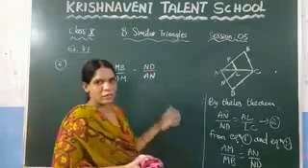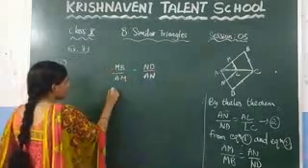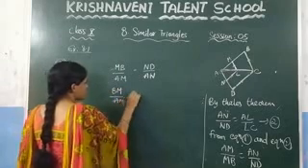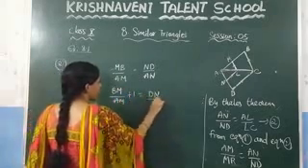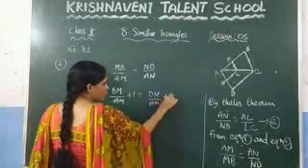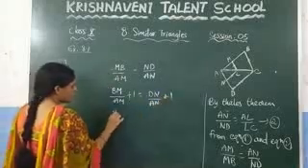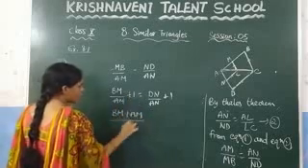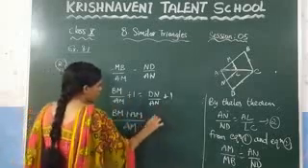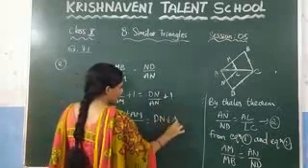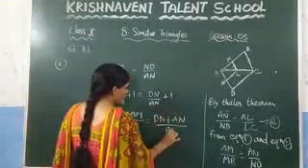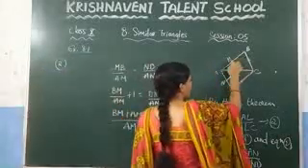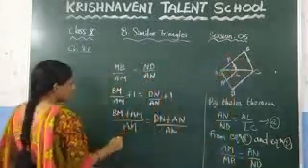Now let us add 1 on both sides. So after adding 1 on both sides, what you will get? BM by AM plus 1 is equal to DN by AN plus 1. So just add it, what you will get? BM plus AM by AM is equal to DN plus AN by AN. What is the value of BM plus AM? Which is nothing but AB. BM plus AM gives you the total length, which is AB.